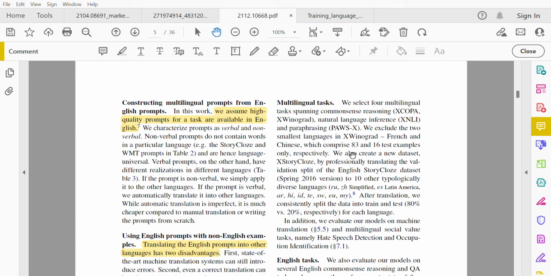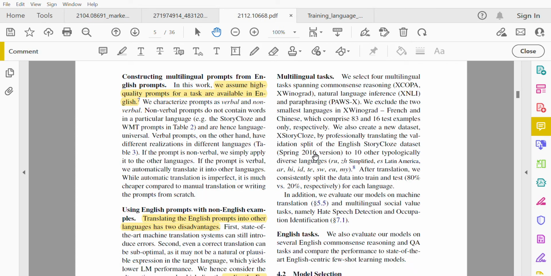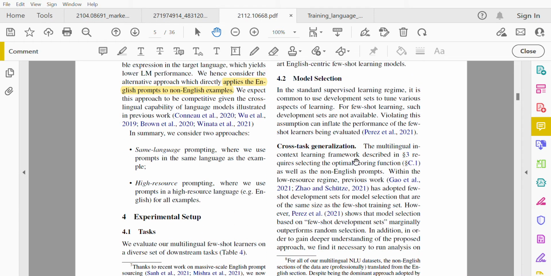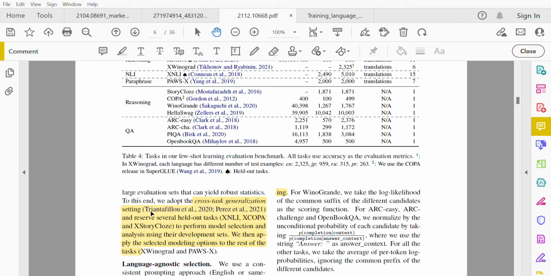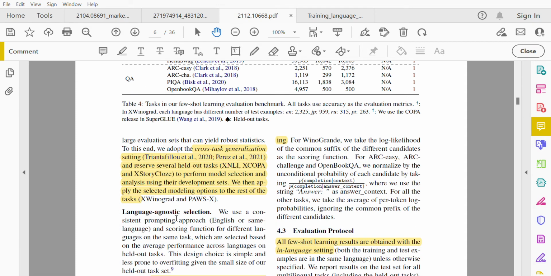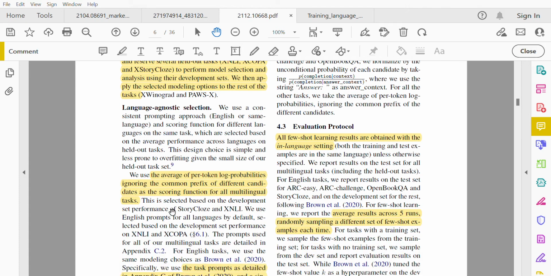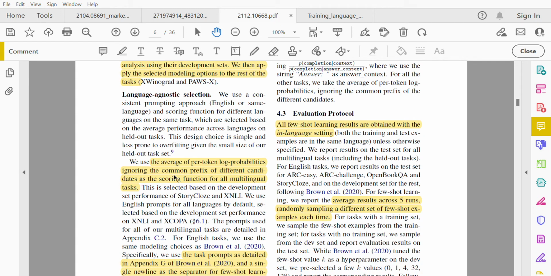So I forgot where this is, but they have some held out tasks to look at the cross-task generalization. Oh, here we go. Yeah. So they have several held out tasks: XNLI, XCOPA, and XStoryCloze to perform model selection and analysis using dev sets. They apply the selected model options to the rest of the tasks and see how they do. So yeah, in terms of quality, they're looking at the average of per token log probabilities, ignoring the common prefix of different candidates as the scoring function for all multilingual tasks. They go into more detail in terms of what the task prompts are. They use a single new line as a separator for few-shot learning.